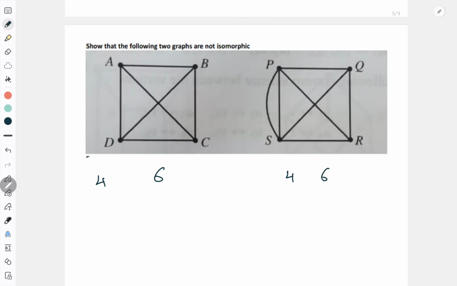Number of edges here: 1, 2, 3, 4, 5, 6, 7. So immediately I can say that these are not isomorphic. Here edges is 7. Just count: 1, 2, 3, 4, 5, 6 and 7. And here number of edges: 1, 2, 3, 4, 5, 6. So because of the difference of edges, they are not isomorphic.